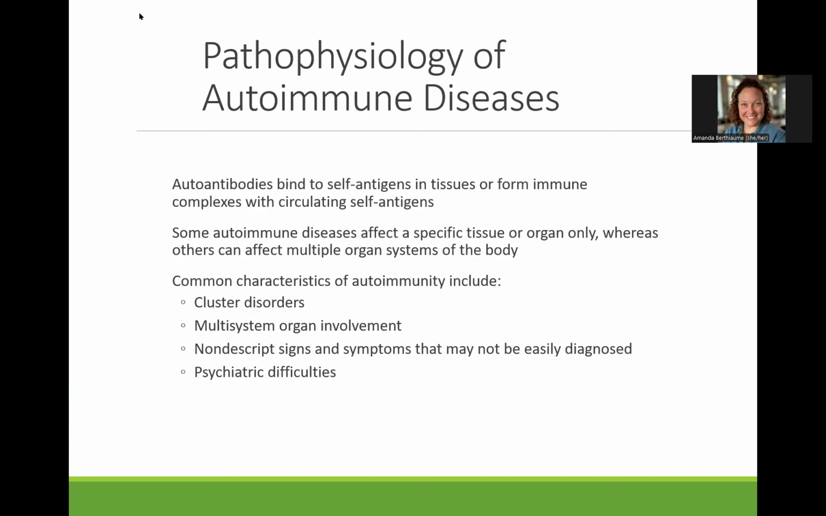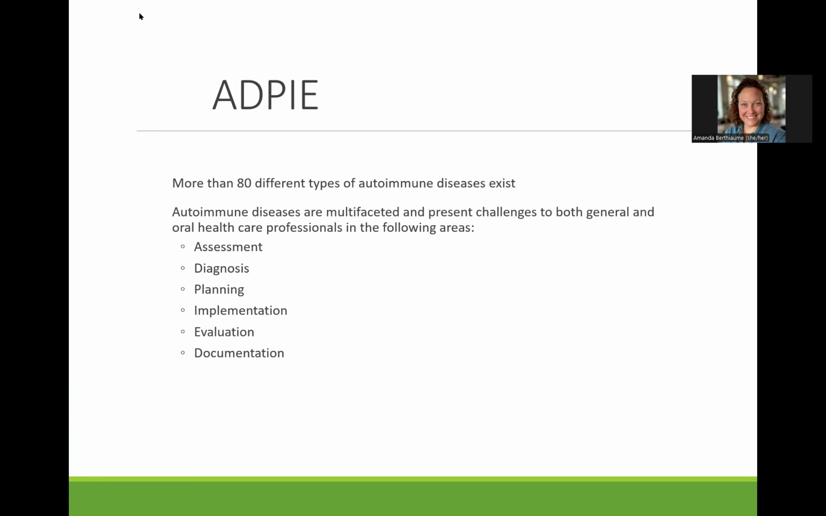So it's not always just one issue. It could come with 2 or 3 issues. And each one individually is hard to diagnose because there's overlap. So it might be multi-system organ involvement, nondescript signs or symptoms, again, that may not be easily diagnosed, and psychiatric difficulties.